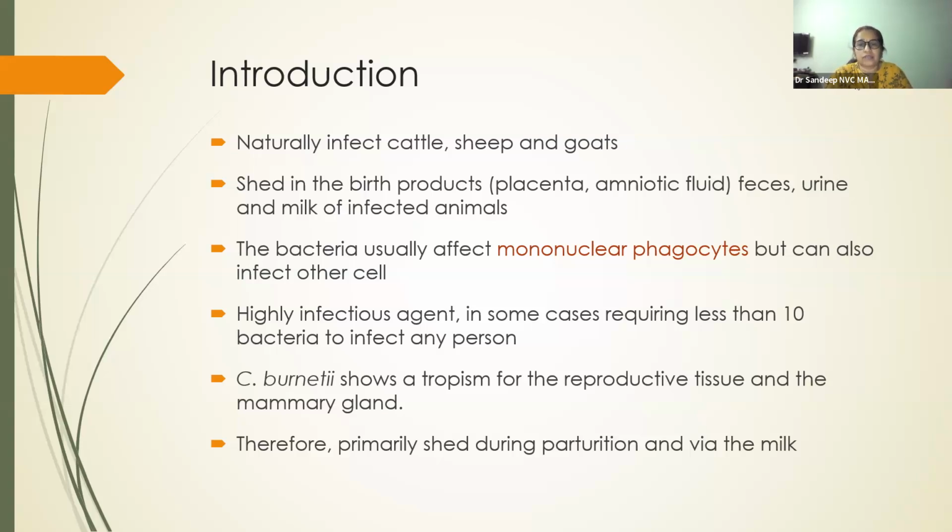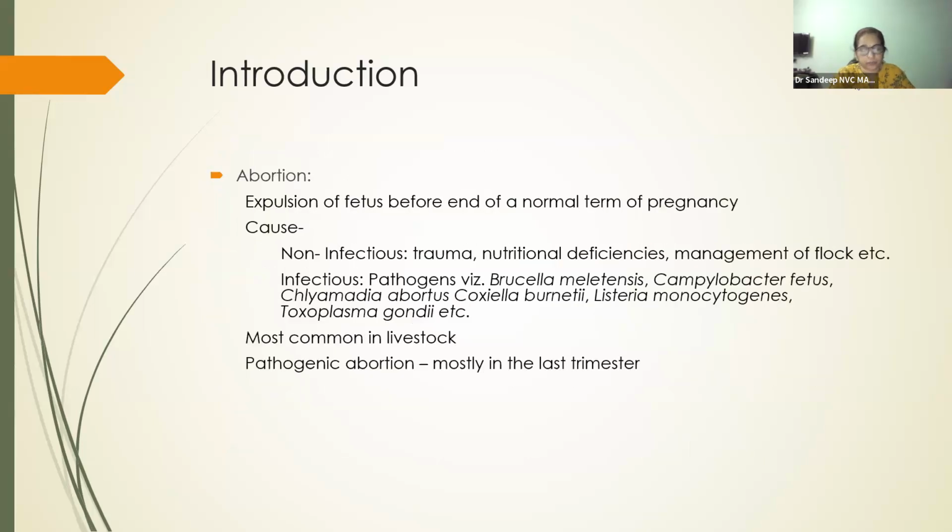The bacteria usually affects mononuclear phagocytes, but can also infect other cells. It is a highly infectious agent, in some cases requiring fewer than 10 bacteria to infect any type of person. In addition, one cell of the organism is also responsible for giving infection to another organism. Coxiella burnetii shows tropism for the reproductive tissue and the mammary glands, and is therefore primarily shed during parturition and via the milk of the infected animal.